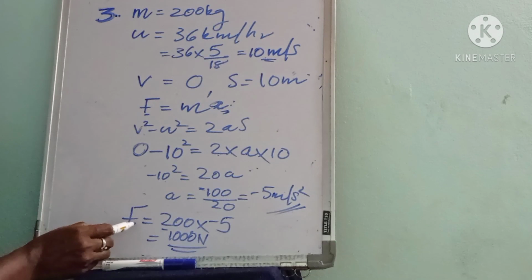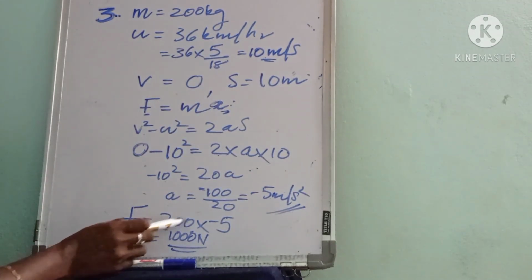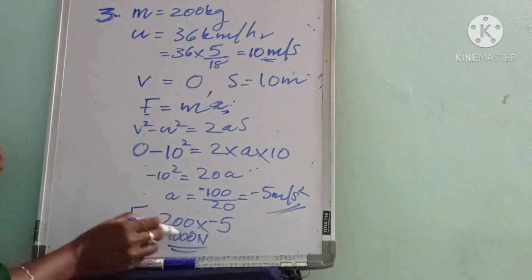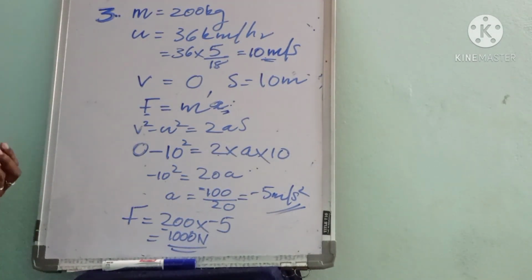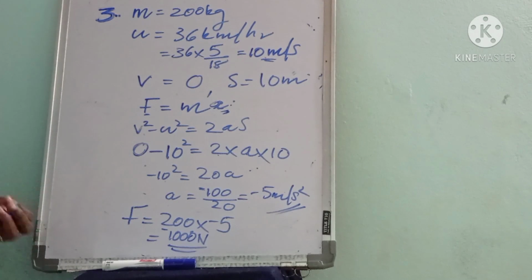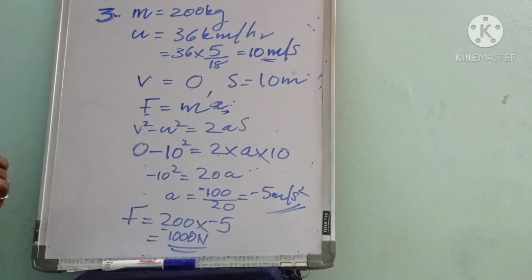Next the retarding force F equal to m into a. So the mass is 200 into acceleration is minus 5. Multiplying this we will get minus 1000 Newton, that is the retarding force. Here the force is actually a retarding force, that is why we got a minus sign here. So the retarding force F equal to minus 1000 Newton.